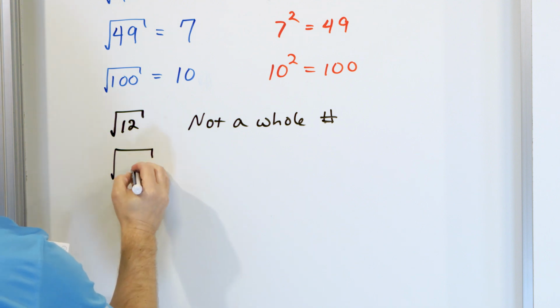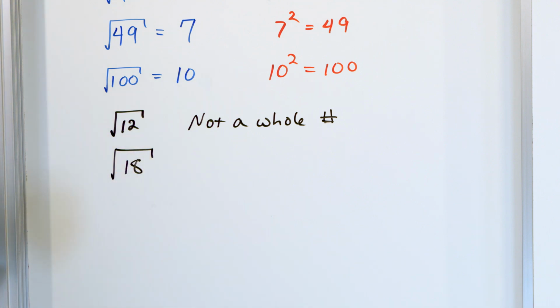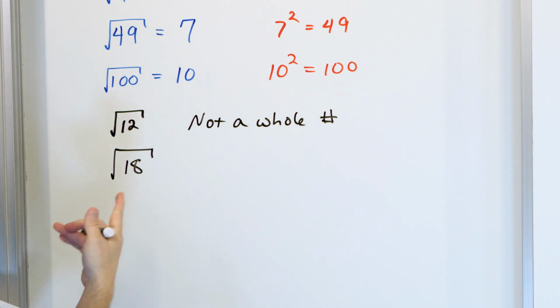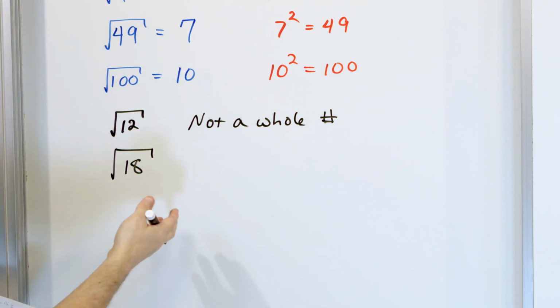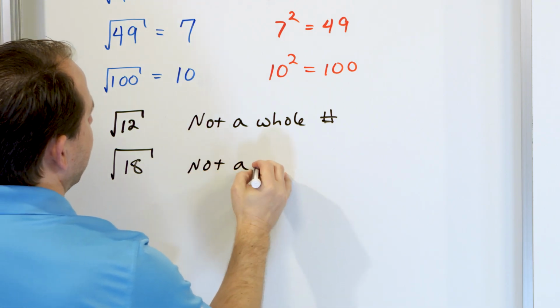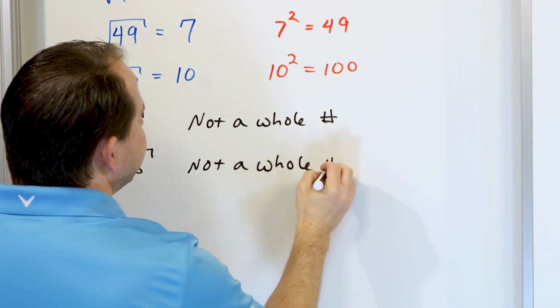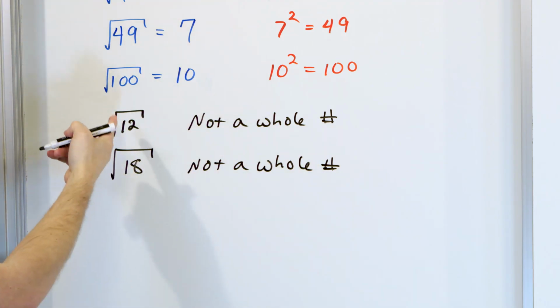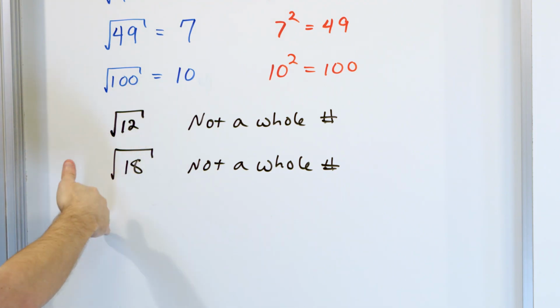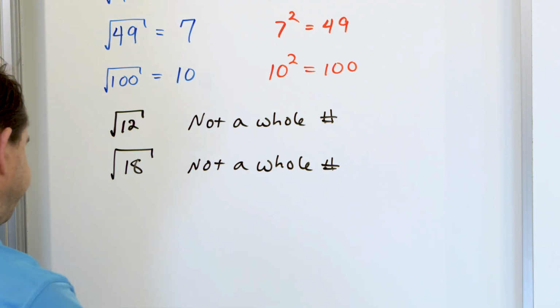Same thing with, for instance, the square root of 18. You think, okay, 4 times 4 is 16. Okay, that's not right. 5 times 5 is 25. I've already blown it, right? So this is not a whole number. It does not mean that this doesn't exist. It just means it's a fraction, a decimal of something somewhere in between 4 and 5, because 4 times 4 is 16. 5 times 5 is 25. So somewhere in that range is going to be a number that will be the square root of 18.